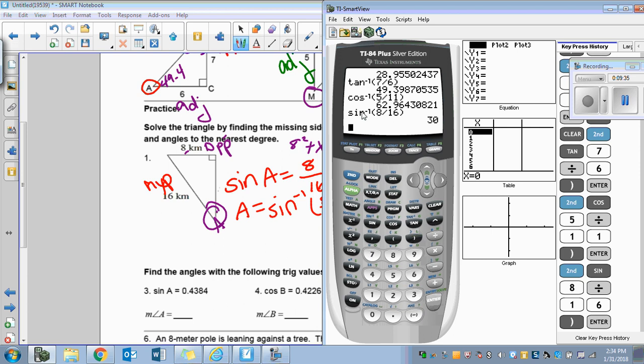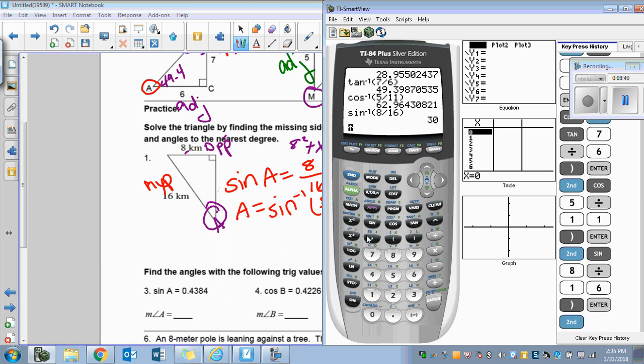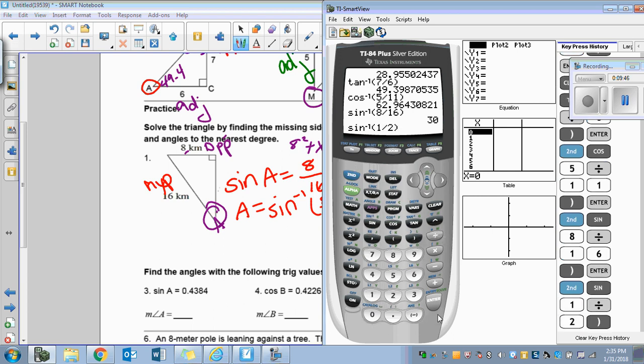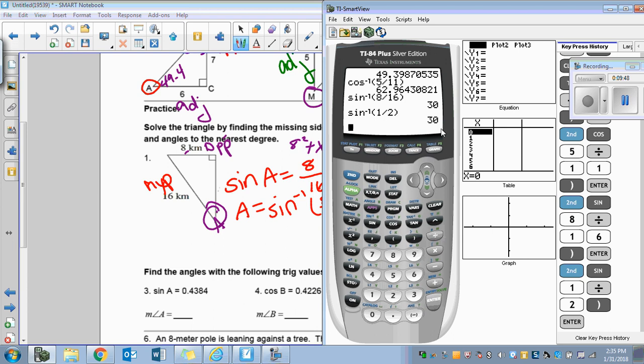What if we had known that that is the same as 1/2? Let's see what happens. Second sine, what if we simplified it and made it 1/2? 8 over 16 is the same as 1/2. What if we simplified it? Doesn't matter. Is it going to change our angle? No, it's going to be the same. As long as the ratio is 1 to 2, it'll be 30 degrees.